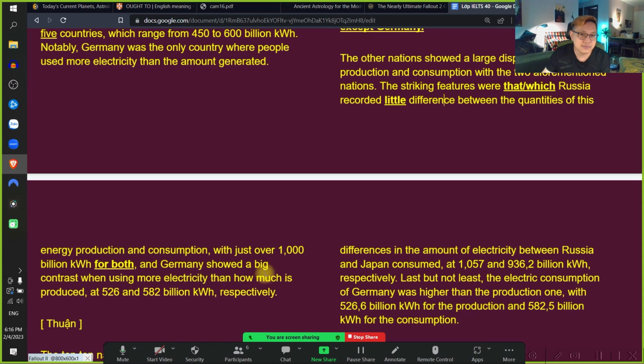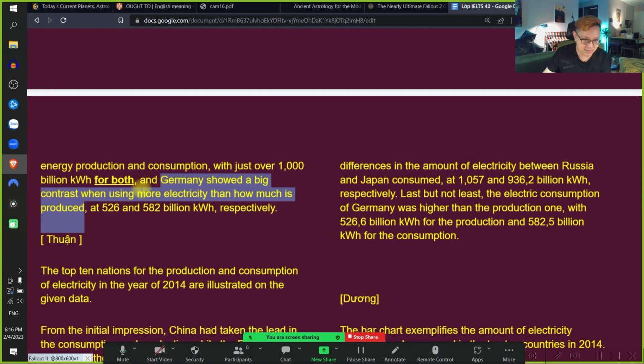The contrast showed a big contrast when using. Nè, có vấn đề gì về logic trong cái này? What is the logic problem here? Look at this one class. Vấn đề logic gì trong cái chỗ này? Tại Đức thì lớn. Nước Đức đã thể hiện ra một sự khác biệt lớn khi sử dụng điện so với bao nhiêu được sản sinh ra. Có vấn đề gì ở đây? What's the problem here?